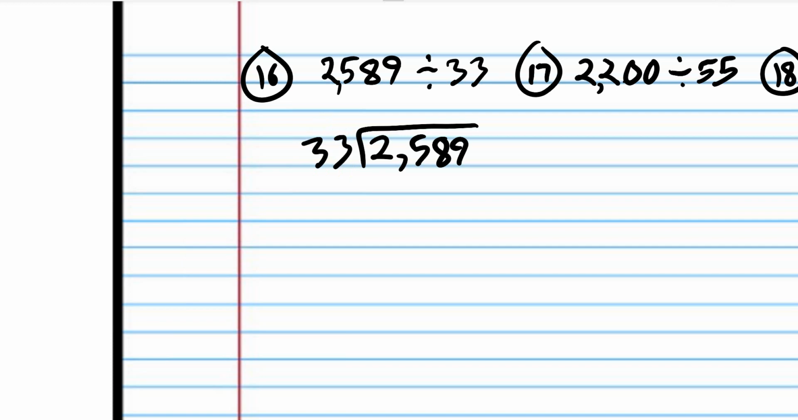So 5 times 30 was not big enough. What about 7 times 30? 7 times 30 would be 210. We're starting to get there. What about 8 times 30? That would be another 30, so that would be 240. And it looks like that's going to be it, 8 times. So we're gradually starting to learn faster and faster ways to do this. Let's put our 8 here.